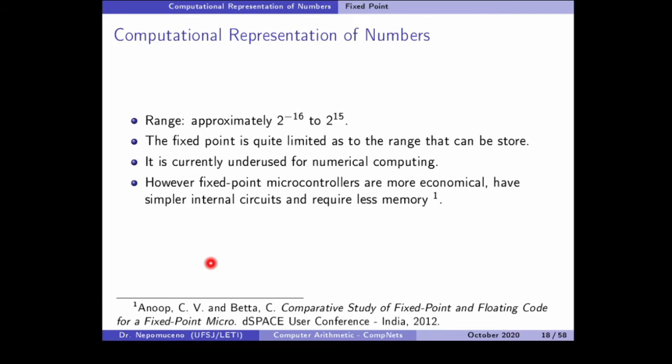It's currently little used for numerical computing. However, fixed point in microcontrollers is more economical, has simple internal circuits, and requires less memory. As you could see in other videos, we also made use in our research group of fixed point to make fast and very efficient Poisson random number generators.